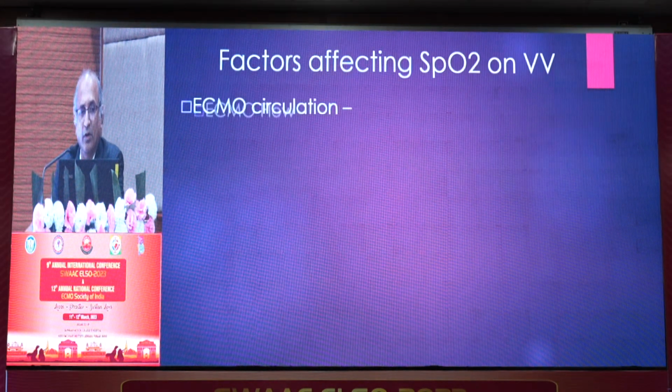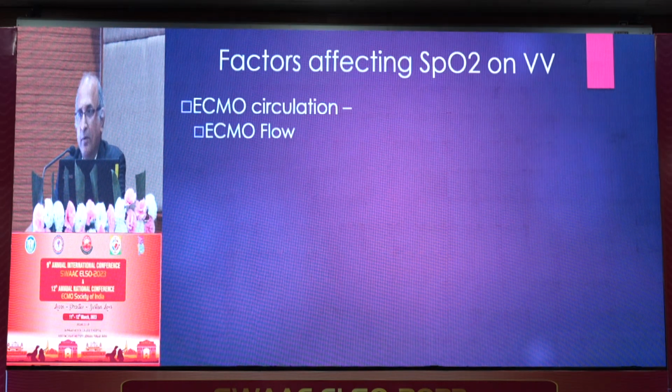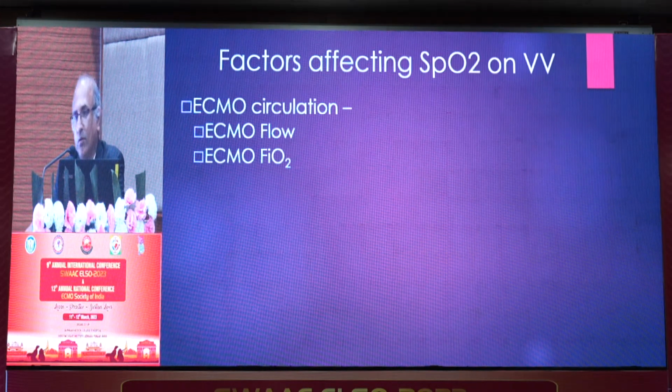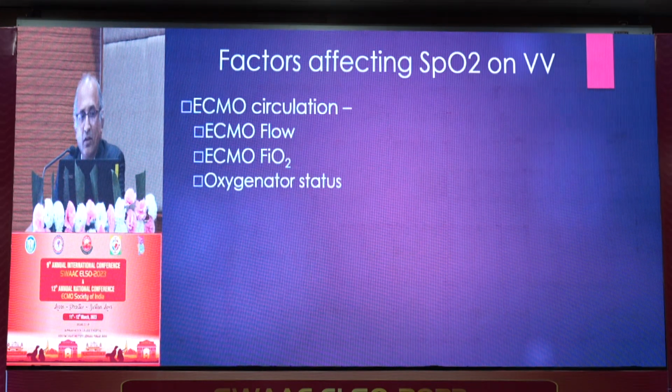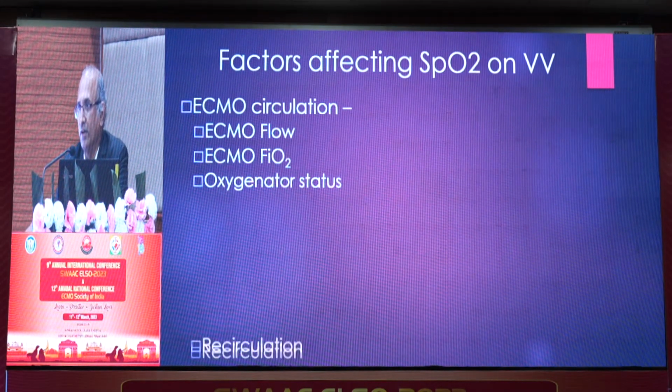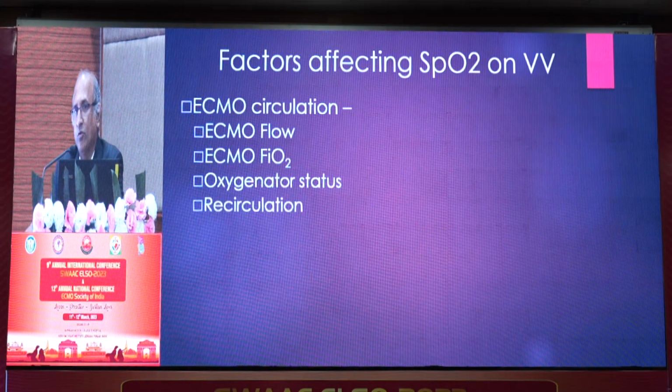So what are the factors that affect saturation on VV ECMO? It can be ECMO circulation related, so it can be because of flow. If the flow is not adequate enough, you get hypoxia. It can be because of less ECMO effort, or because of a failing oxygenator. All these ECMO-related causes can lead to hypoxia. The most important factor that remains is recirculation. If both the cannulas are close to each other, or the flow is too high, it can give rise to recirculation.